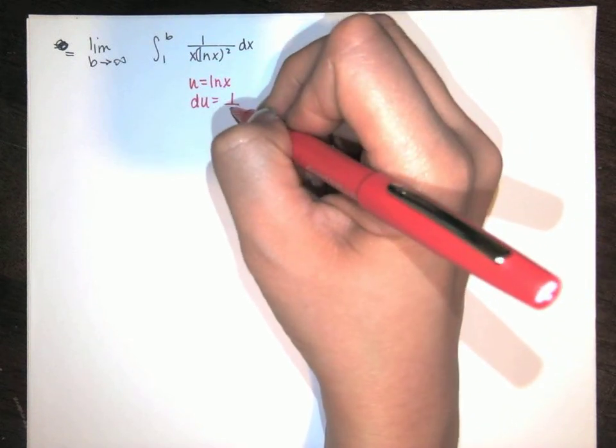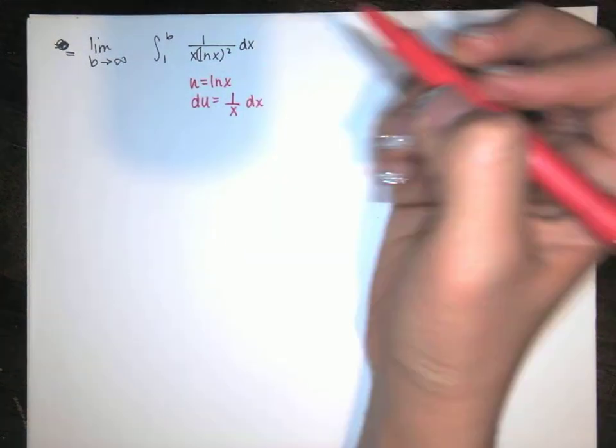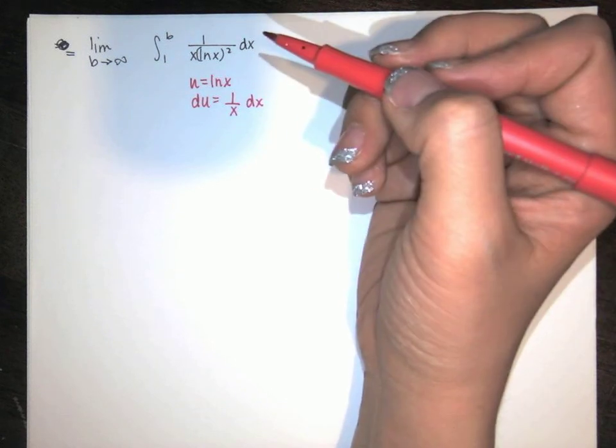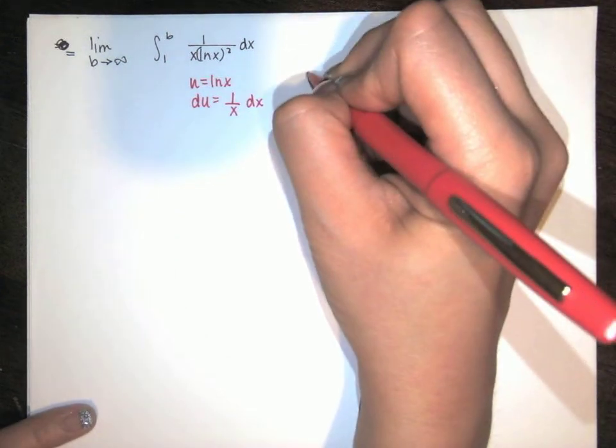Derivative of natural log of x is 1 over x multiplied by dx, and we've got a factor of 1 over x dx, so this is going to work just fine. Now I need new limits of integration.